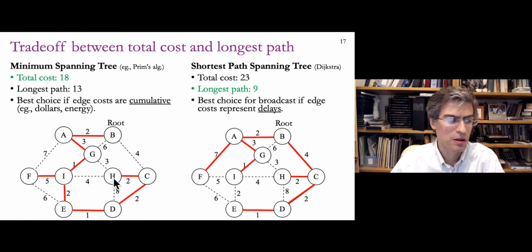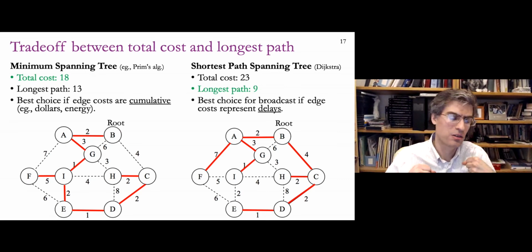But in total, if you add up the numbers on all these edges, it's only 18 in total, which is pretty small, right? So that's what's optimized here. The cumulative cost is optimized. Now, the key question here is, what do these numbers represent on your graph? What are you trying to optimize?